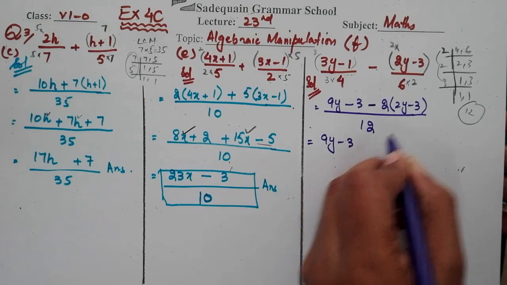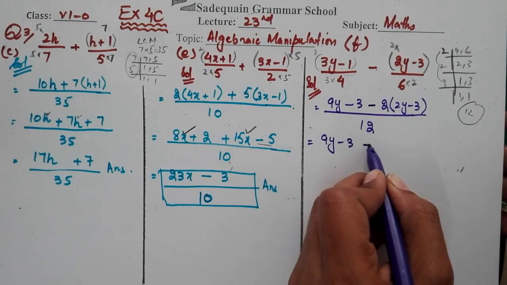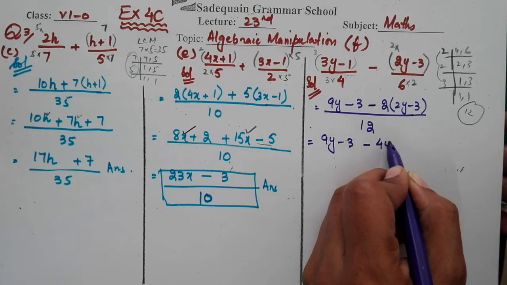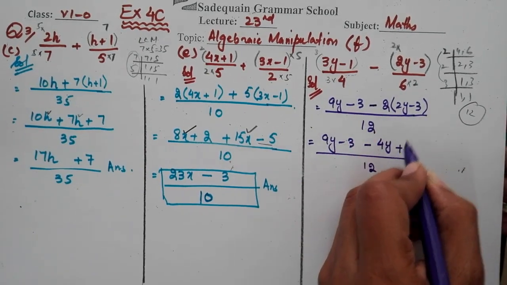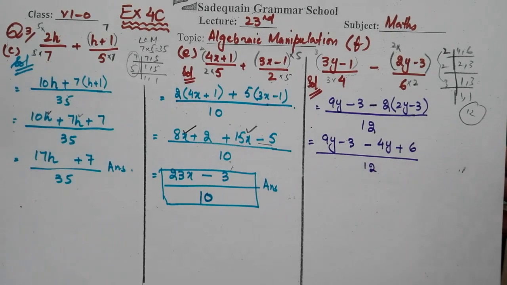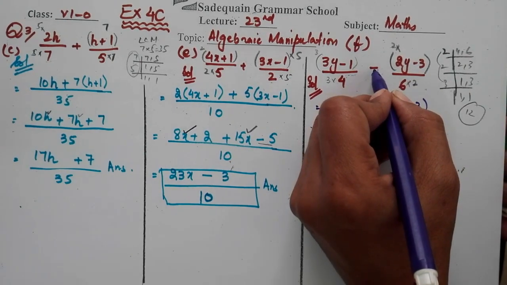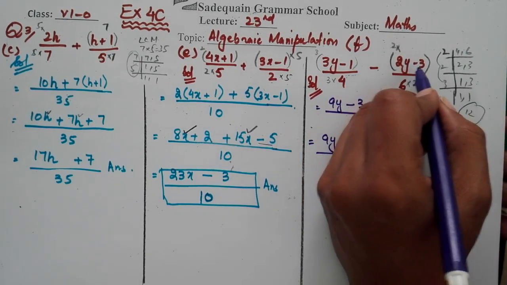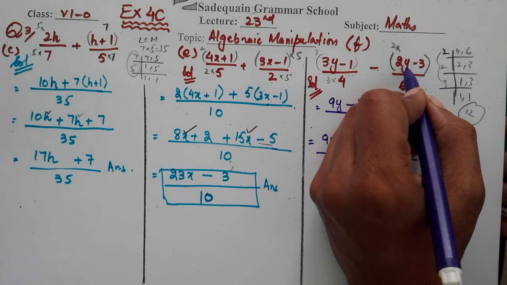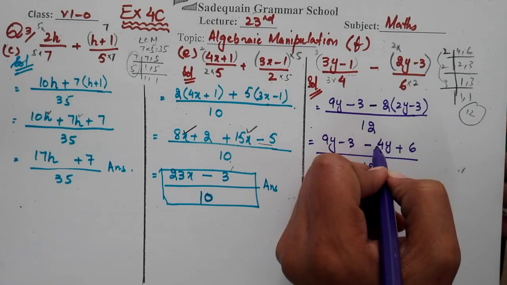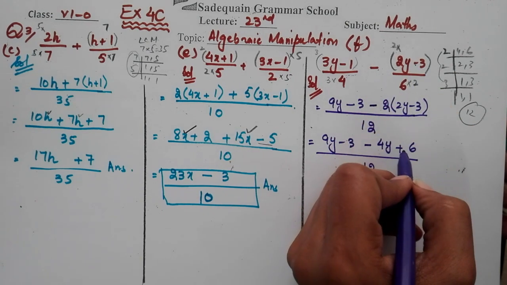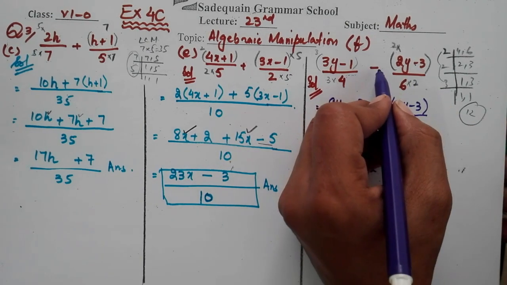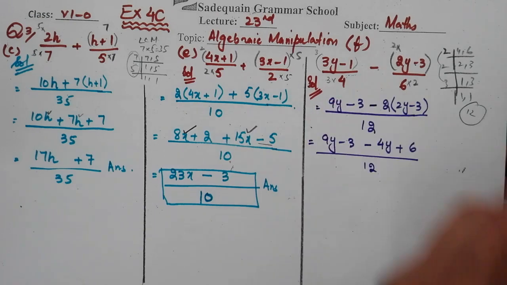Okay, now in next step, 9y minus 3, now here minus plus minus, 2 2s are 4y and minus minus plus 2 3s are 6. Okay, because outside the bracket we have minus, so the sign within the bracket will be inverse, will be changed. Look, this was plus, it becomes minus. This is the minus, here we have the minus sign, it becomes the plus sign. Okay, because outside the bracket we have minus, because minus is multiplying.